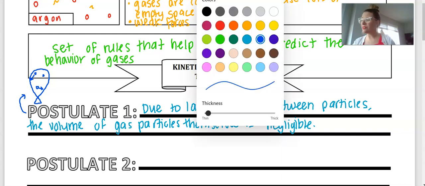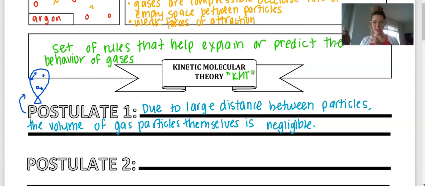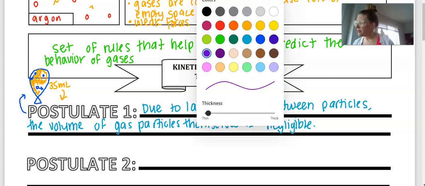Note from this picture that the majority of the space in this balloon actually isn't those 3 gas particles. It is mainly empty space. If we say that this balloon is 35 milliliters of gas, what this postulate is saying is that those 35 milliliters are primarily empty space and not the gas particles themselves. The gas particles are very, very teeny tiny compared to the overall size of the container. All right, excellent. Postulate number 2, moving ahead.